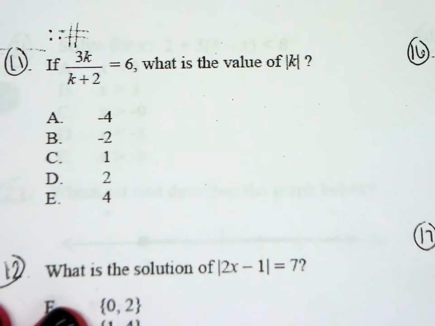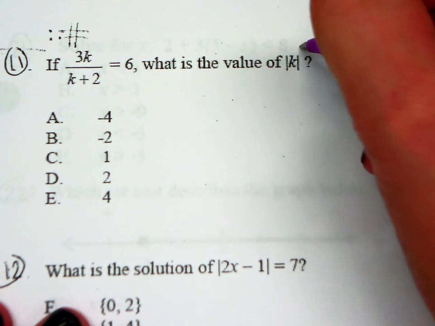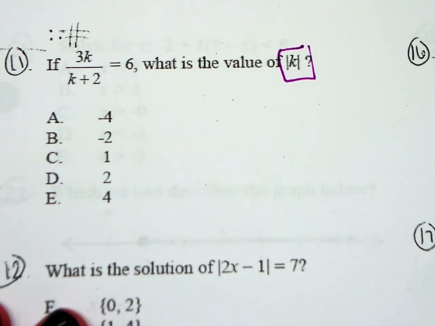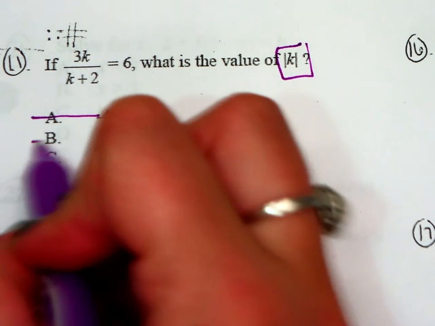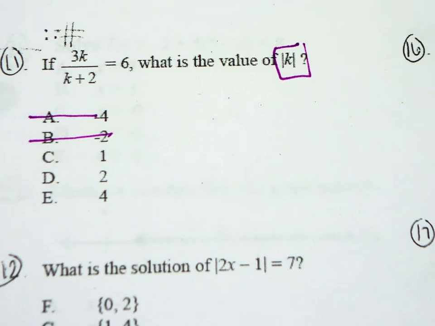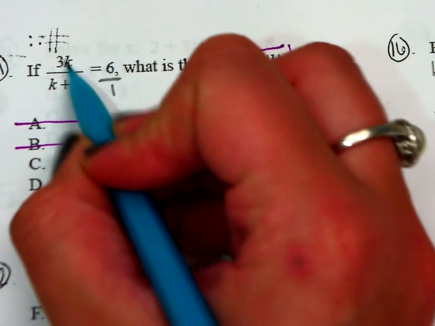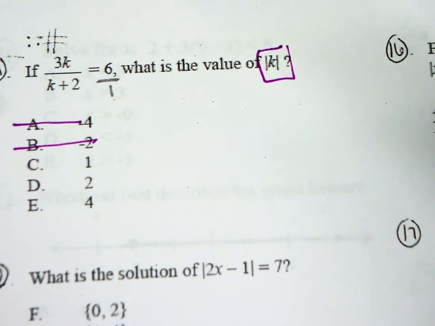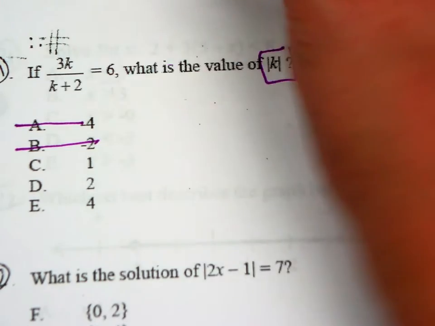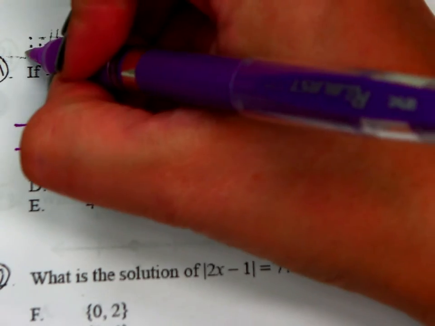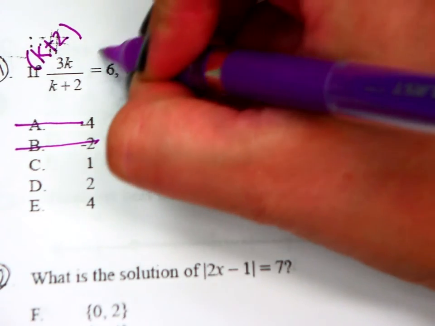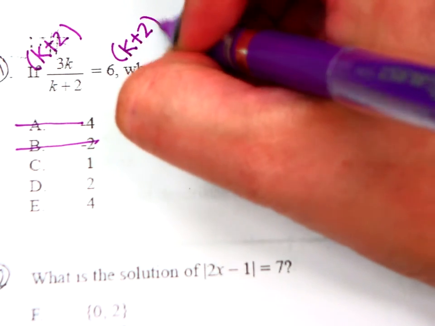Number 11, what is the value of the absolute value of k? So notice here how there's no negative, which means positive only. So A and B are out. I've got a 33% chance of doing it right. So from here, I'm going to use either trick. It does not matter. So you can put this over 1 and cross multiply, or you can clear the fraction by multiplying both sides by the denominator. They are literally the same thing, like the exact same thing.